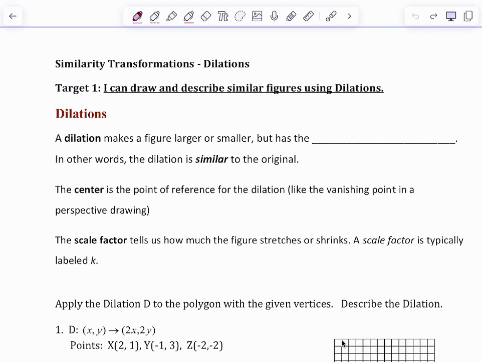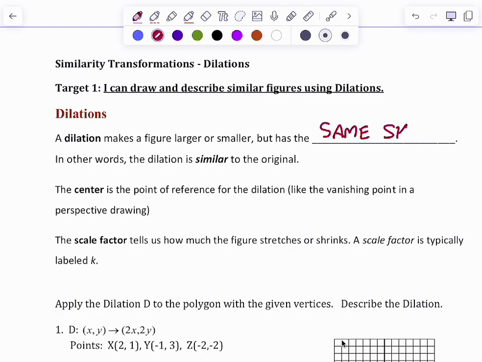So a dilation makes a figure larger or smaller, but has the same shape. And maybe you've done similar figures before, but the shape is the same, it's just larger or smaller, reduced or enlarged.